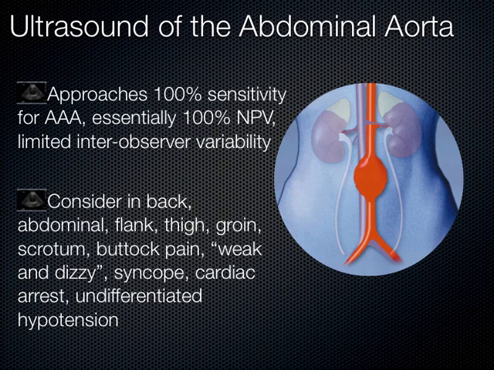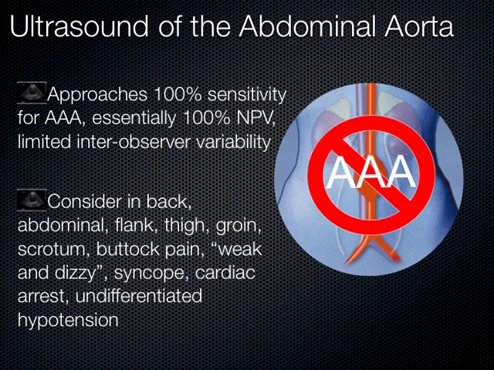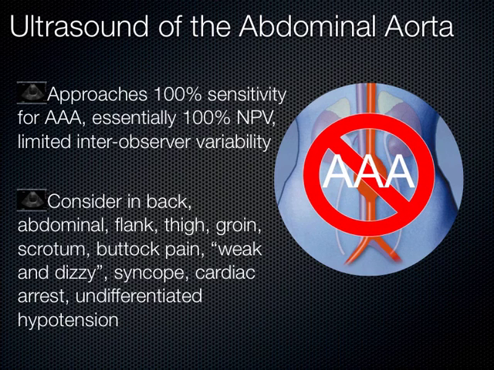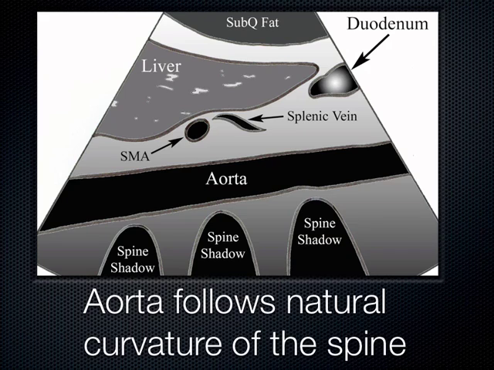Very operator dependent. So anybody could have back pain, flank pain, abdominal pain, thigh pain, groin pain, scrotal pain, buttock pain, or just be weak and dizzy. Syncope means passing out. They could be syncopal. They could be having a cardiac event. They could be standing right in front of you while you're running a code, doing CPR. Why is this guy coding? So I really think about it in the case of undifferentiated hypotension. So we're going to show you now how to rule out an AAA.